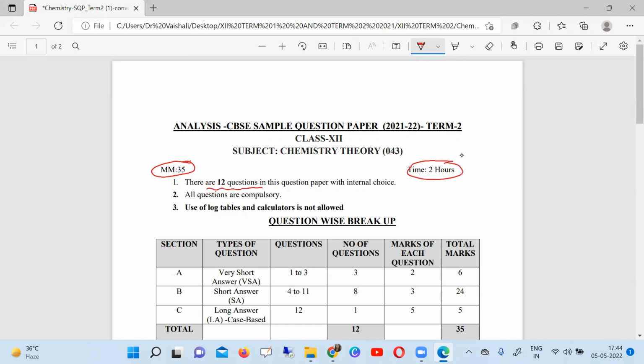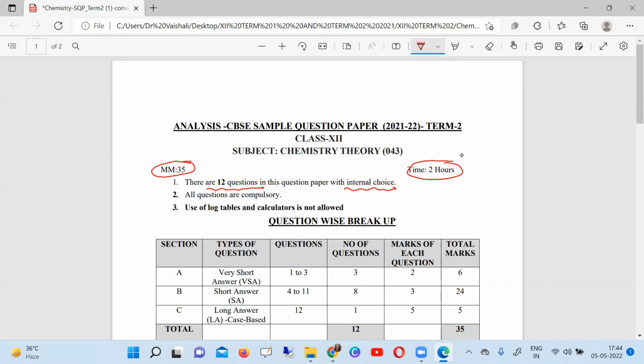There are 12 questions. There is no general choice, but there is an internal choice. All questions are compulsory. Use of log tables and calculator is not allowed, so don't worry about the log. Wherever the log is required, the value will be given in the question paper. So first thing, you need not worry about this.